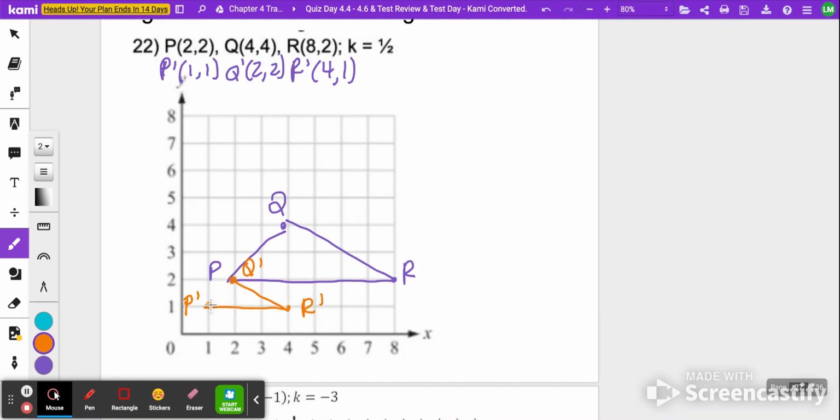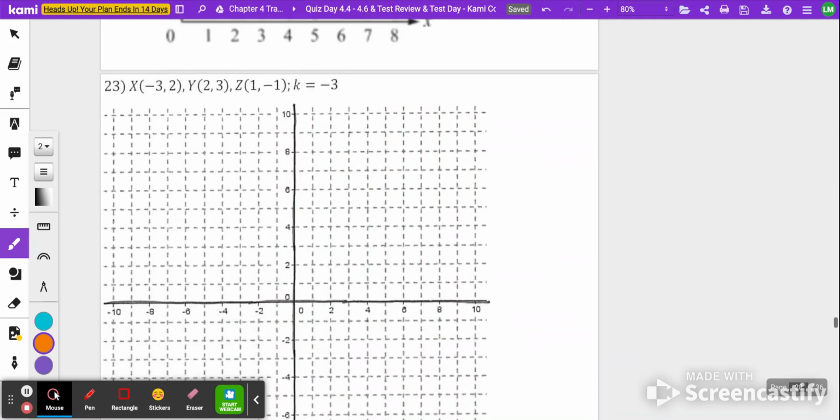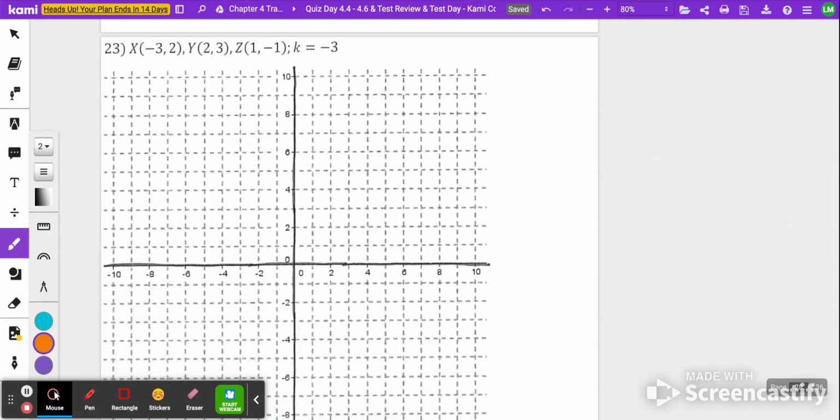And as we show that dilation, that is a reduction of half. There we go. 23, noticing that you do have a negative scale factor, so that means you're going to be dilating it and rotating it 180 degrees. First, let's go ahead and plot our original points. So here are our new points, and all we're going to do now is multiply everything by -3.